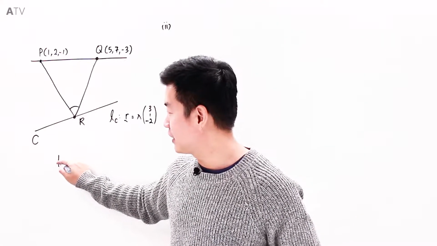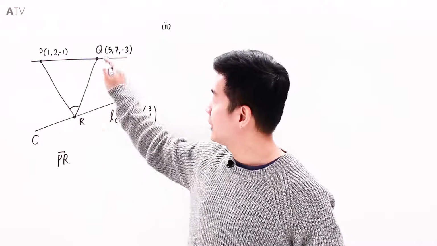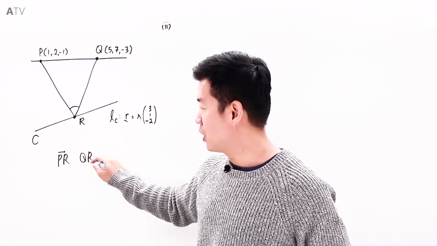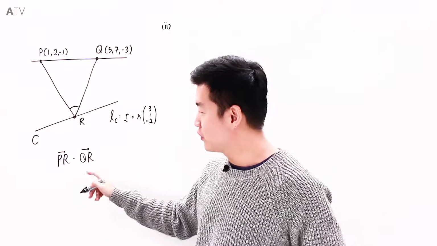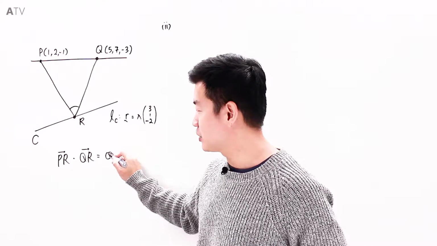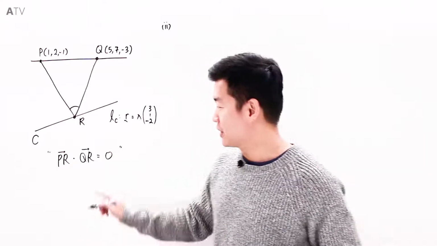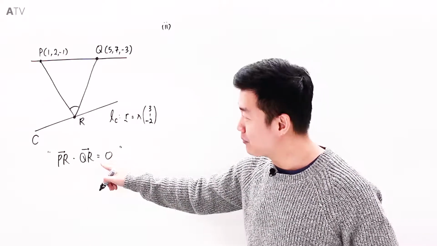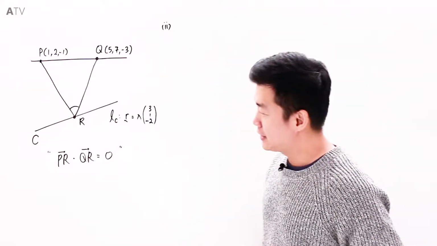We will first find the vector PR. Then we will find the vector QR. And after that, we will try to do a dot product between these two vectors and to check whether it is possible for the result of the dot product to be equal to 0. Because if it is possible to be equal to 0, that means it is possible for this angle here to be 90 degrees. Let's start.